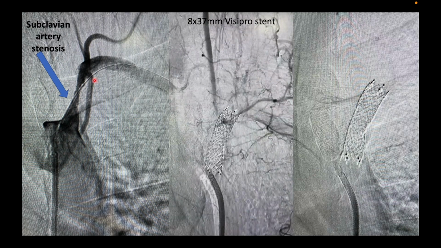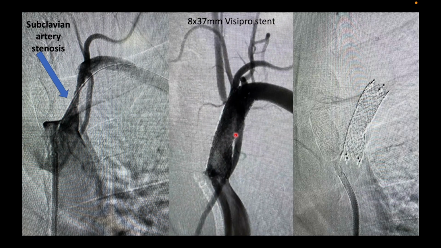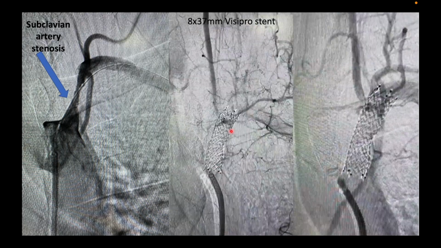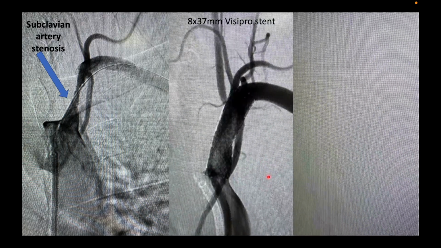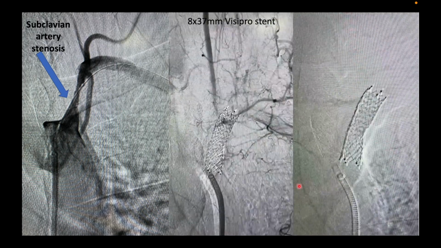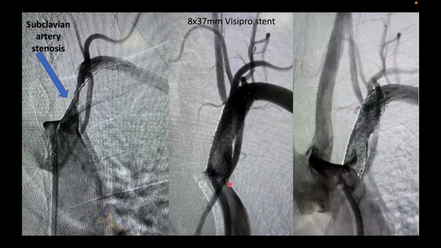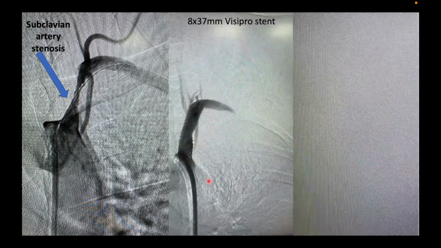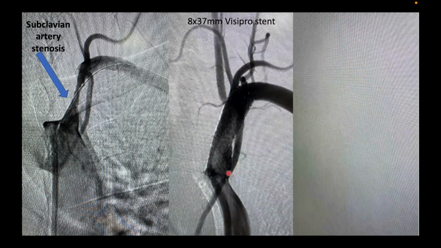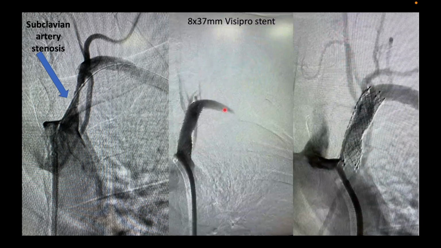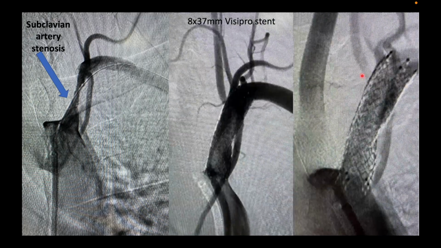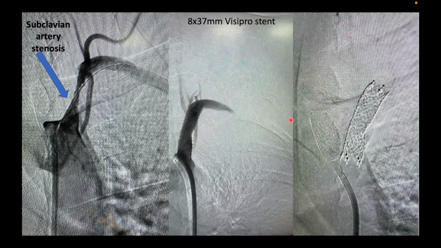Again, another case of subclavian artery stenosis. That's an 8 by 37 millimeter VisiPro stent from Medtronic. With the help of these dots, it's easy to see that the stent is nicely covering the ostium. Again, you can see over here, nice ostial placement. In this case, the lesion was long and involving the vertebral artery origin. So the stent is across the vertebral artery origin, but the flow is well maintained and nothing had to be done.